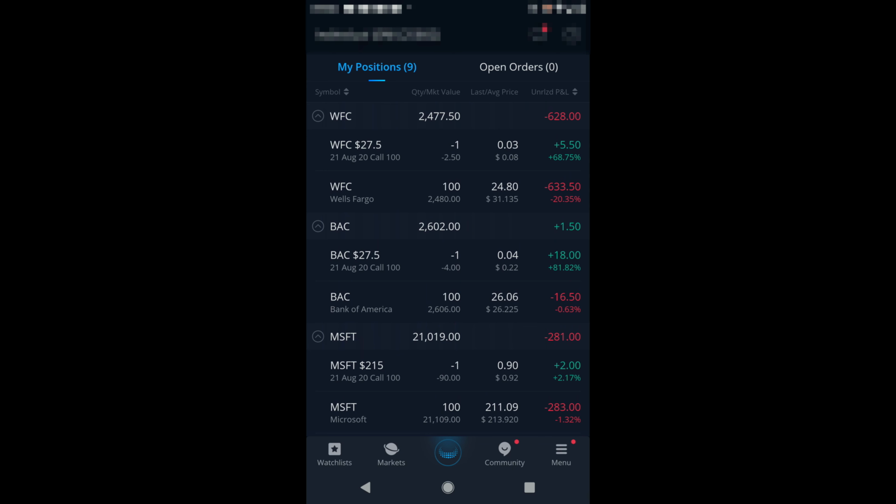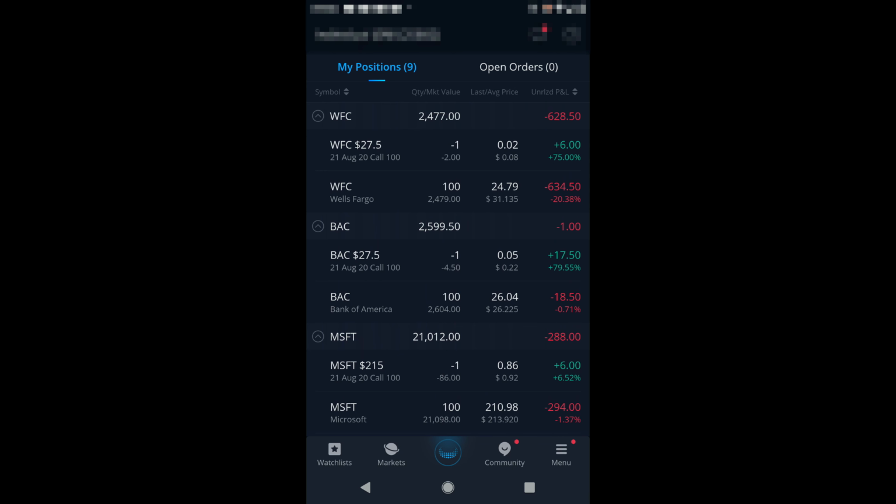So one of the reasons would be, for example, right now we did buy a covered call. In our case, we bought Bank of America. We bought that covered call last Friday, so this was August 14th. We are on the 17th, so this is Monday. The contract will expire on August 21st. So we still have the whole rest of the week.